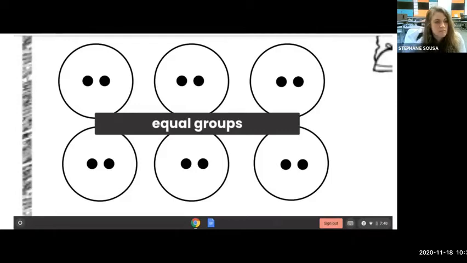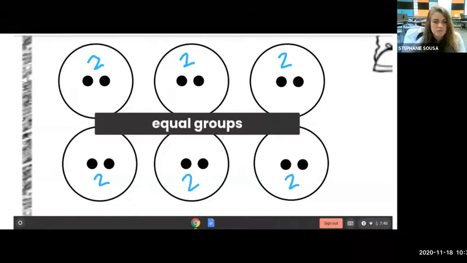The division sentence that would go with this is, you would count up all the dots that you have all together. You have 2 plus 2 is 4, plus 2 more is 6, plus 2 more is 8, plus 2 more is 10, plus 2 more is 12. So we have 12 dots all together.